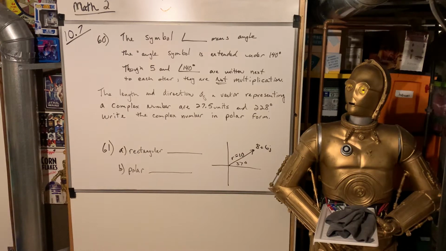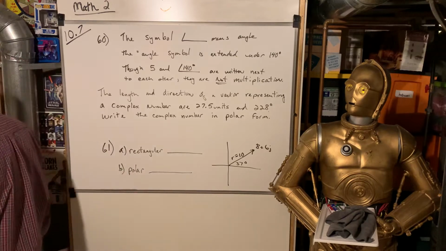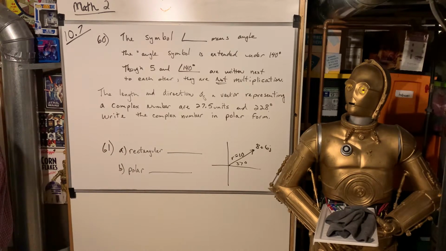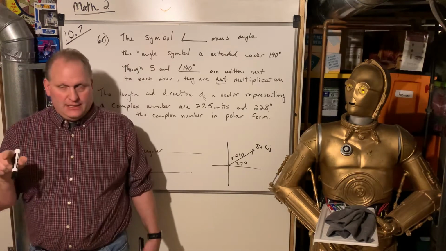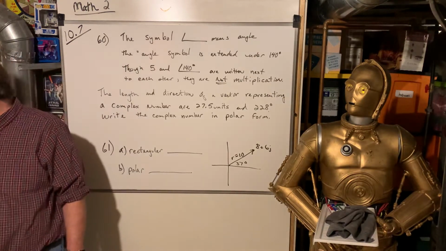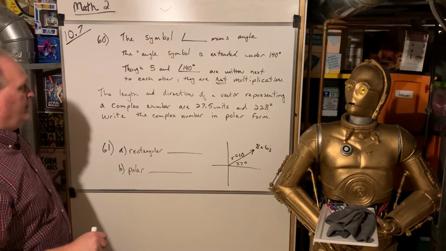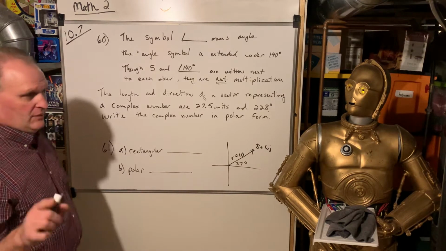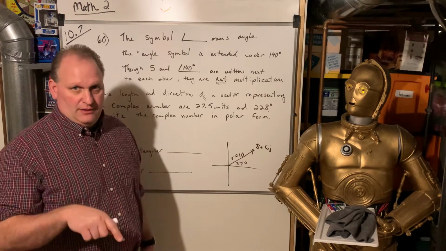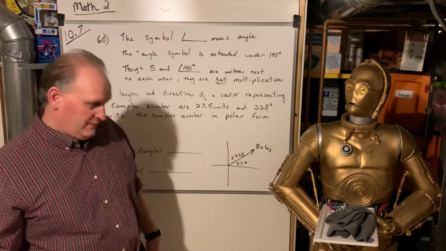All right, we are back. This is Techmath2. We're looking at chapter 10, section 10.7. We're going to be doing something that we have done already, just not in the context of imaginary numbers or complex numbers. We're going to be working with polar to rectangular and rectangular to polar form.